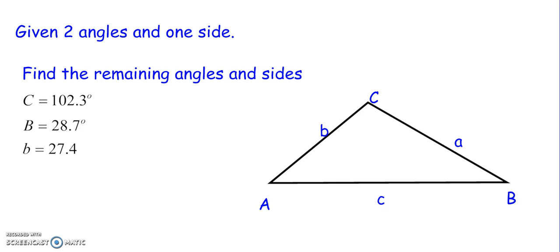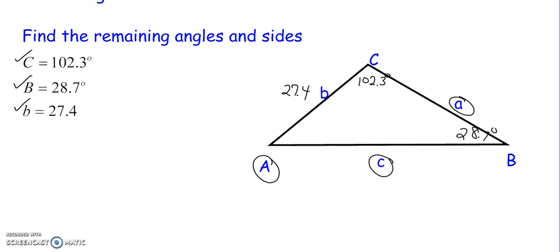Given two angles and one side. Here, I have given us two angles, angle C and angle B, and this is side b. So I'm just going to write these in. C is 102.3 degrees, B is 28.7 degrees, and side b is 27.4. I don't have the units on here. I want to figure out big A, little a, and little c. I want to figure out those three portions.